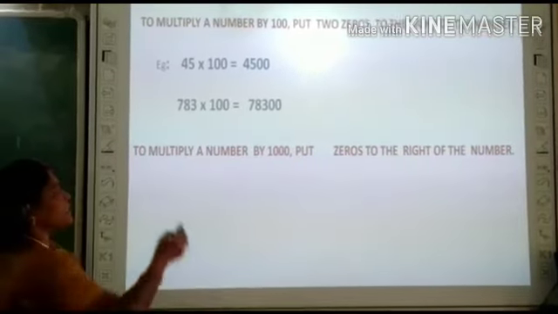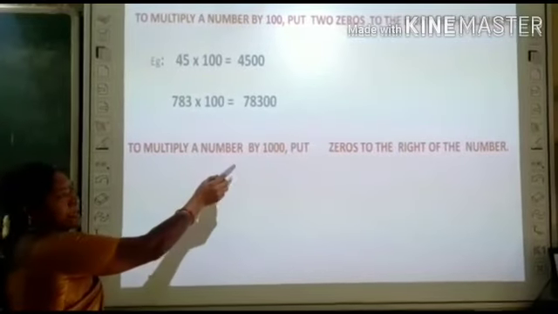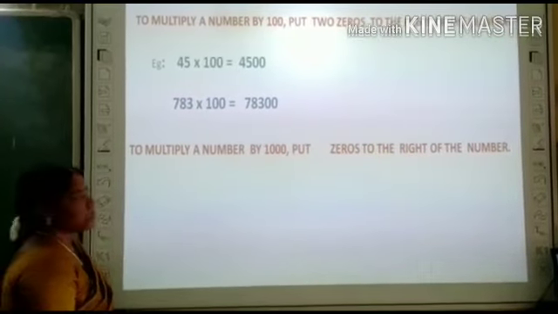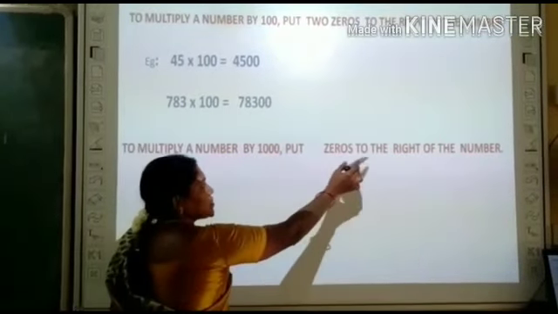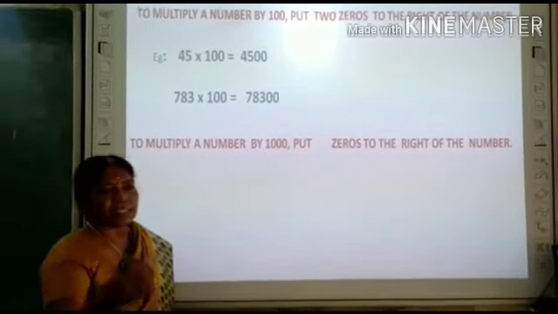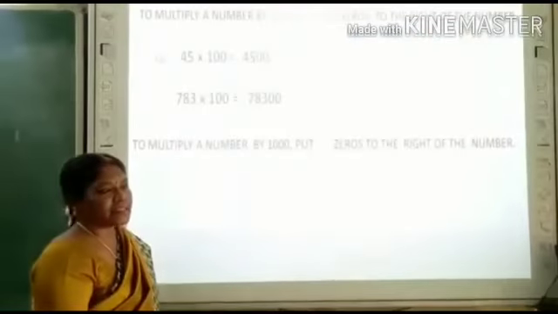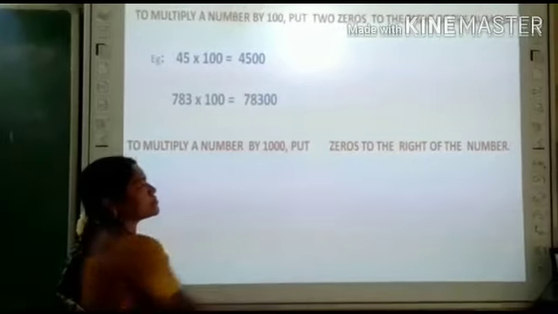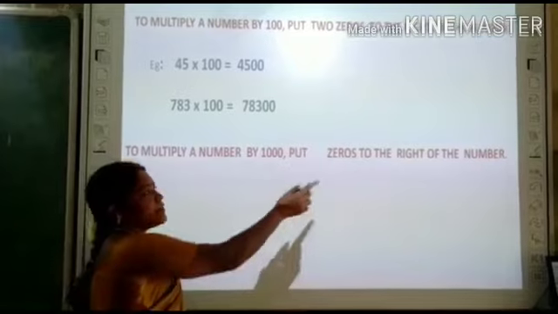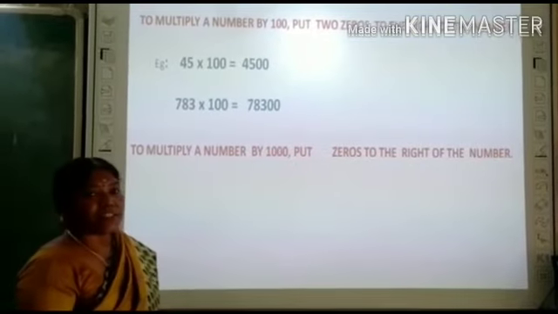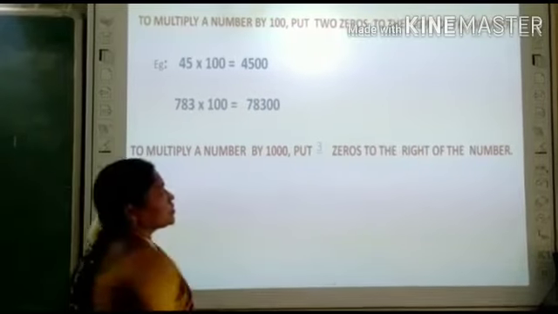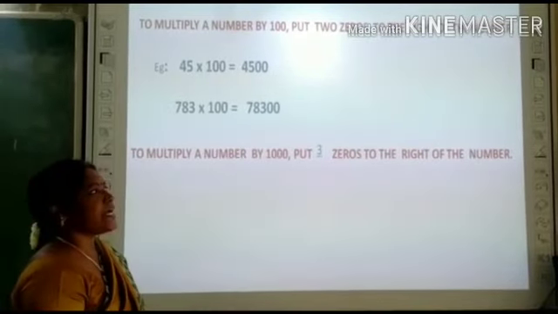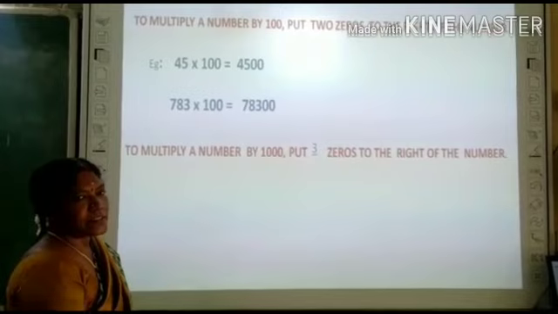Okay children, next, to multiply a number by 1000. To multiply a number by 1000, put dash zeros to the right of the given number. Say, anyone get up and say that. How many zeros to add to the right of the given number? Yes, 3. You put 3 zeros to the right of the given number.